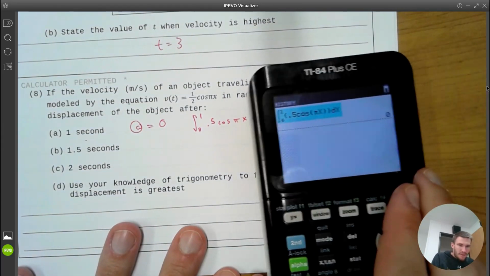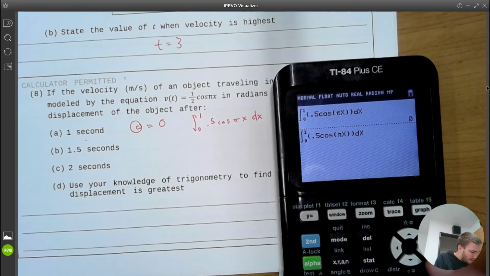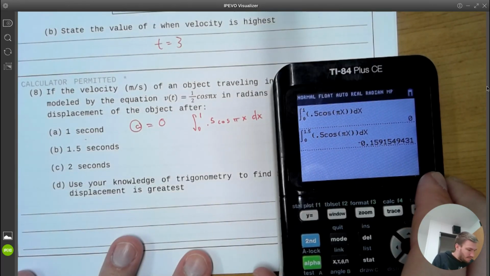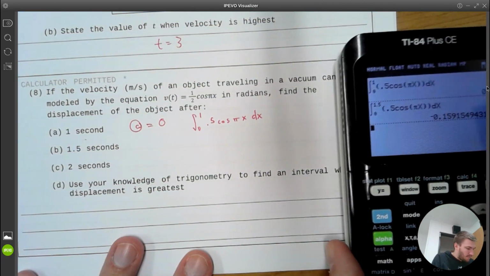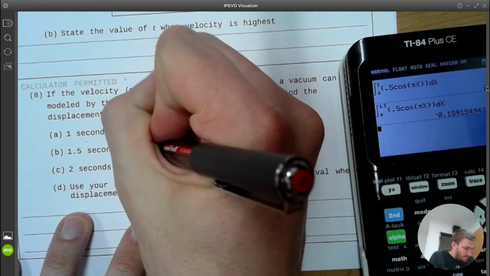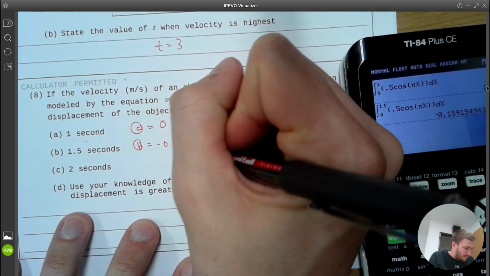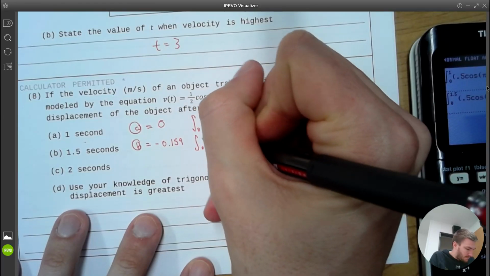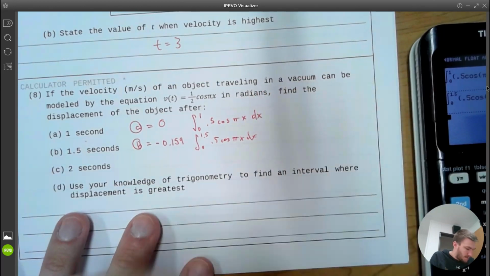After 1.5, I'm just gonna go back, scroll up and press enter. I'm gonna scroll to the beginning and do a 1.5. It's kind of weird. Okay. Displacement for B is negative 0.159 of the integral from 0 to 1.5 cosine pi x dx.